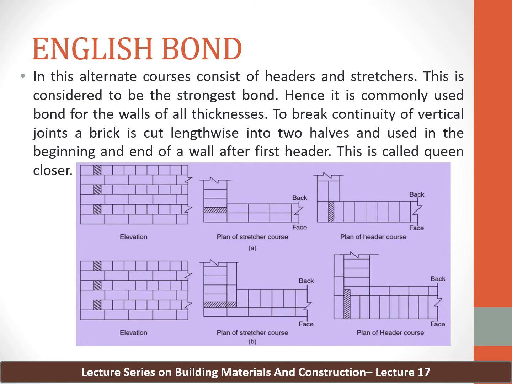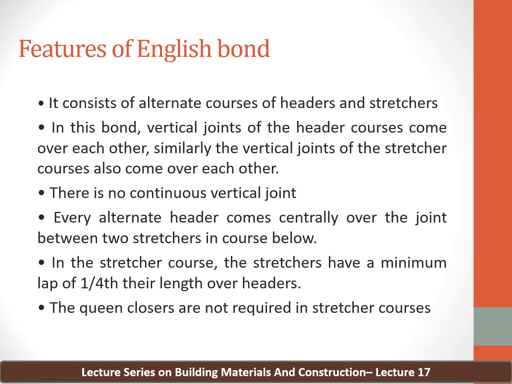So next, what are the different essential features of the English bond? Alternate courses will show either header or stretcher in elevation. Every alternate header comes centrally over the joint between two stretchers in the course below. In the stretcher course, the stretchers have a minimum lap of 1/4 their length over the header. There is no continuous vertical joint.